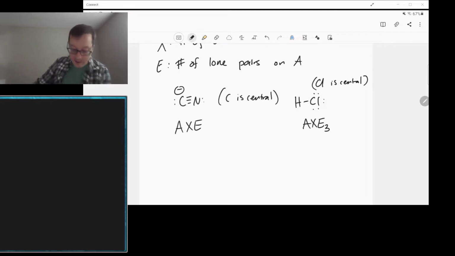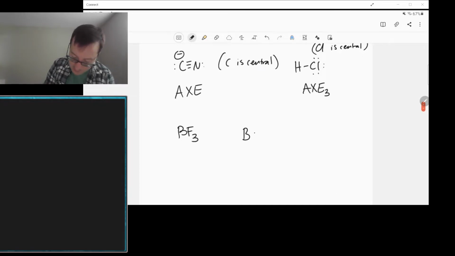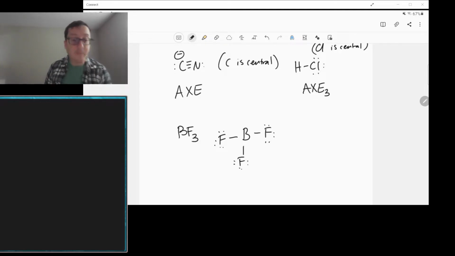Let's look at another example. Let's look at boron trifluoride. If you're watching this later, it might be a good idea to pause it and then come up with the Lewis structure as practice. But for these, I'm going to go ahead and just keep doing them. So the Lewis structure for BF3, you might draw it like this, right? Remember that boron is happy just having 6 electrons.